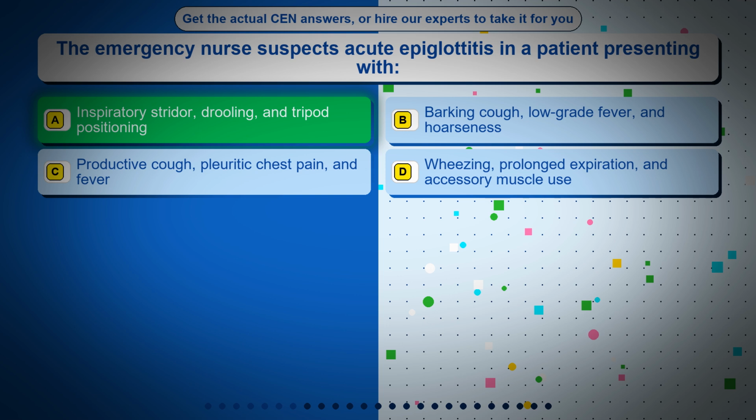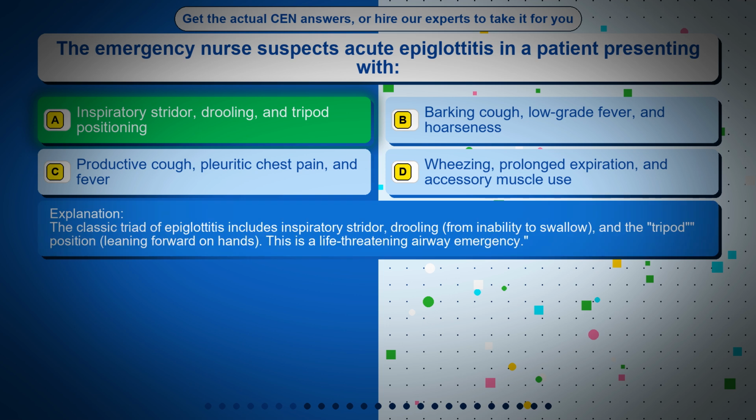Inspiratory stridor, drooling, and tripod positioning. The classic triad of epiglottitis includes inspiratory stridor, drooling from inability to swallow, and the tripod position, leaning forward on hands. This is a life-threatening airway emergency.